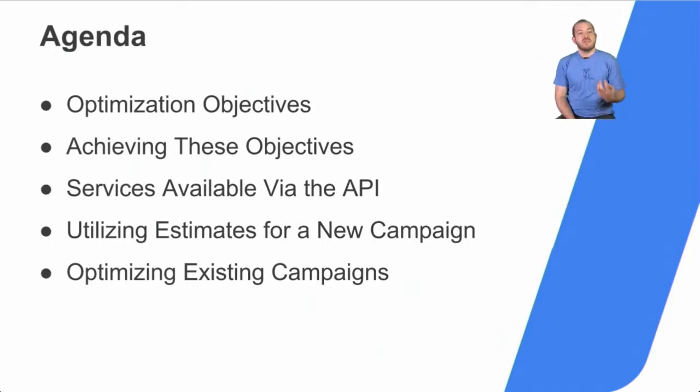And finally, how you can utilize these estimates for a new campaign and create a new campaign that is based upon the data that you've gotten from these services. And we'll also top it off by touching on how you can optimize existing campaigns. Once you have everything set up, how can you use these services to iterate over what you already have to make it better?